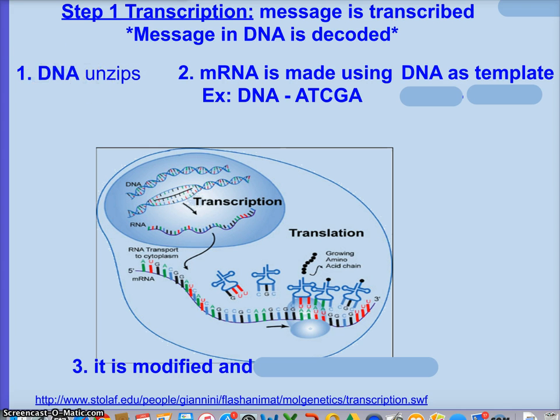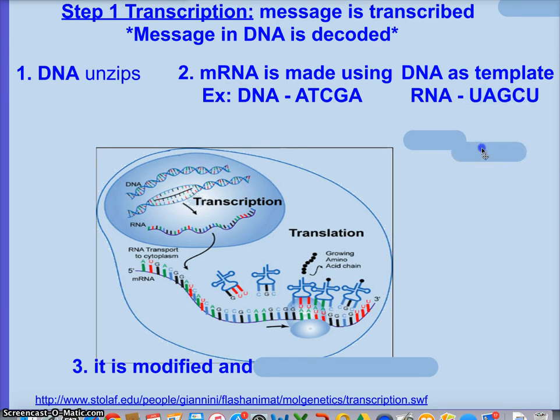DNA unzips, okay? Now, if the mRNA strand consists of A, T, C, G, A, oh my God, it's not mirroring. U, A, G, C, U. Okay? Right here. All right?